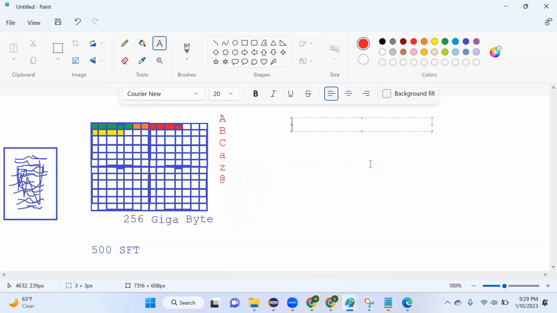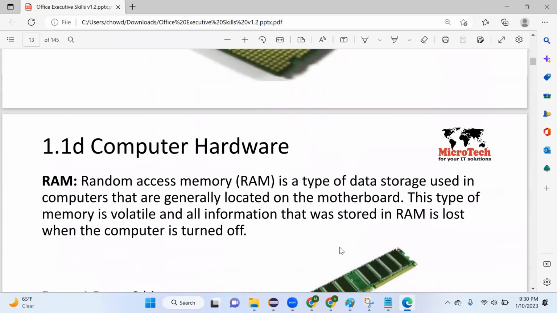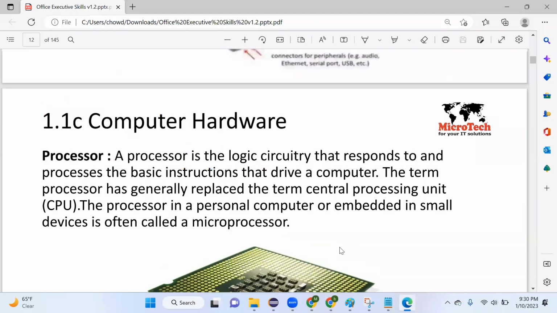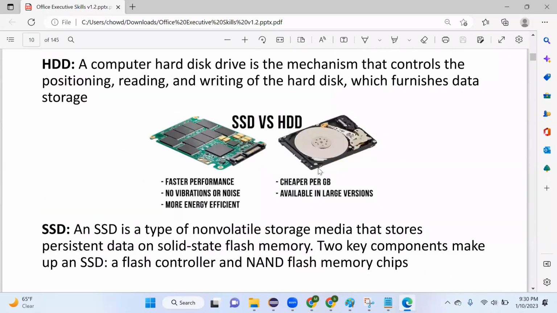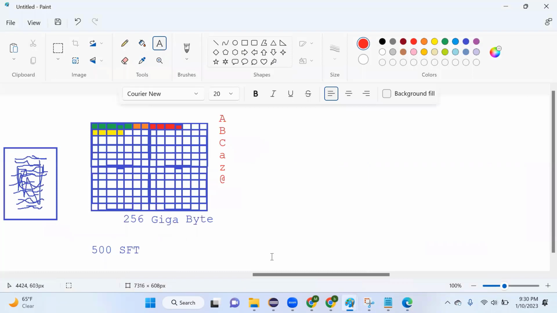So hard disk size is... SSD versus HDD. You can go through these definitions, but only that much knowledge you need to know: SSD is solid state drive, and HDD is hard disk drive. It has a cylinder. Let's see here, cylinder.